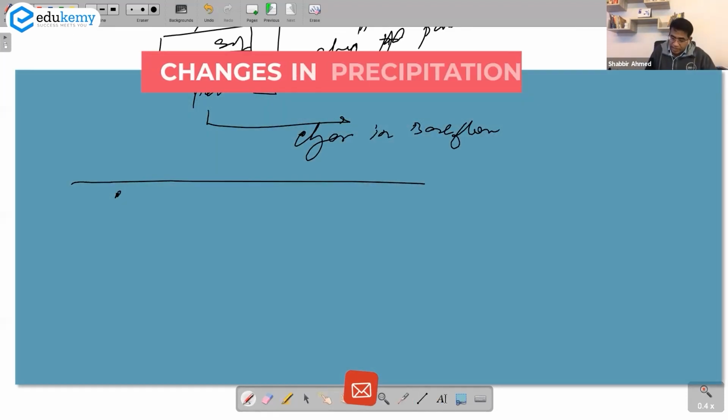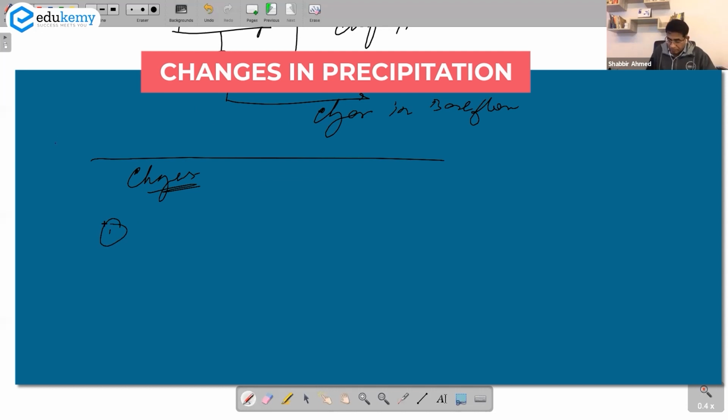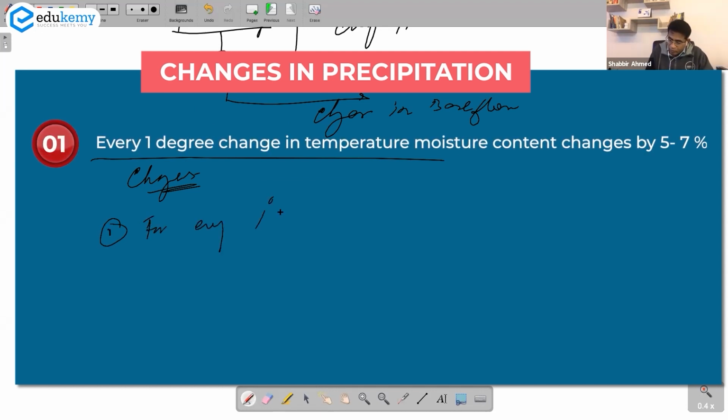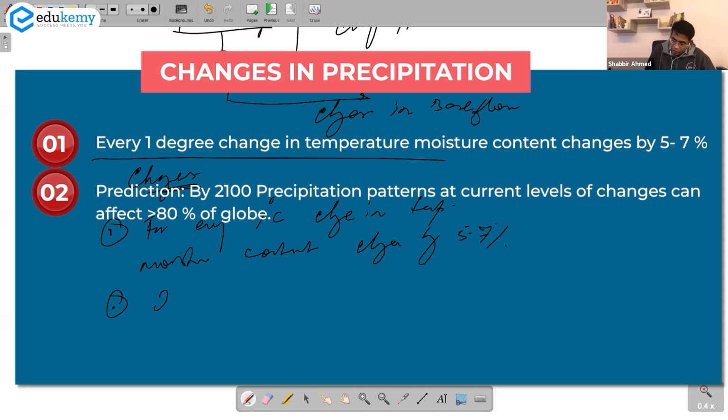What are the changes in the precipitation? So one, remember that for every 1 degree change in temperature, moisture content changes by 5 to 7%. ये कुछ facts लिख लो आप, it'll help you in the answers. According to predictions जो हैं, by 2100, the precipitation patterns at current levels of changes can affect more than 80% of the globe.